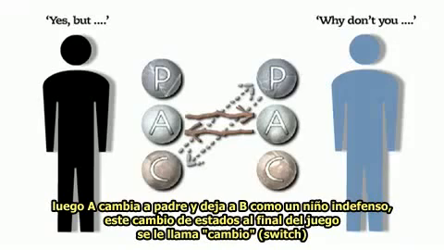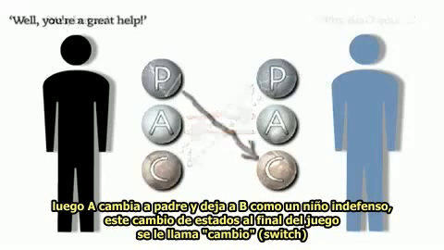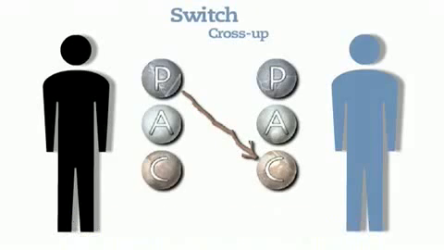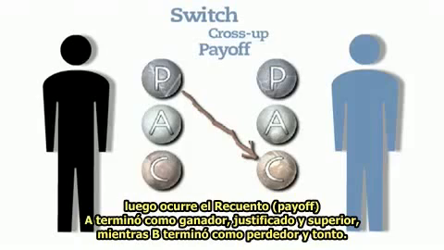A brings the game to an end, changing to a critical parent, with B changing to helpless child. This change of states at the end of a game is known as the switch. The switch is followed by what's known as the cross-up, a period of disorientation when the target of the game realizes they've just been had. Now come the payoffs, with the game's instigator feeling justified and superior, while B feels de-skilled and foolish.